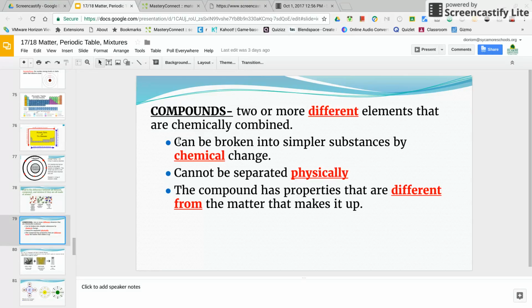Now, the compounds can be broken into simpler substances. They cannot be separated physically, and the compounds have different properties than what made them up. This particular bullet point right here is extremely important to understand: I may have two different elements that have different properties, but when I combine them, that new molecule is going to have different properties from either of the elements that made it up.